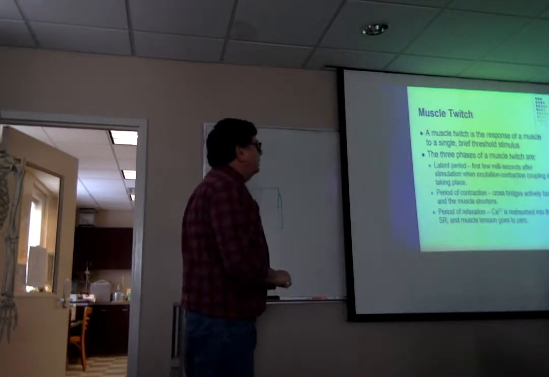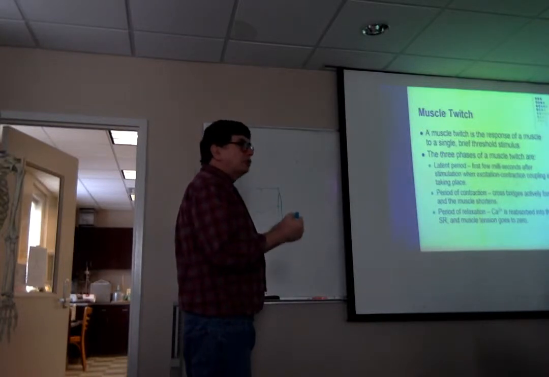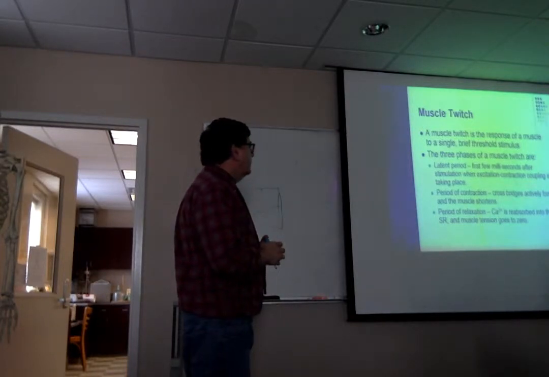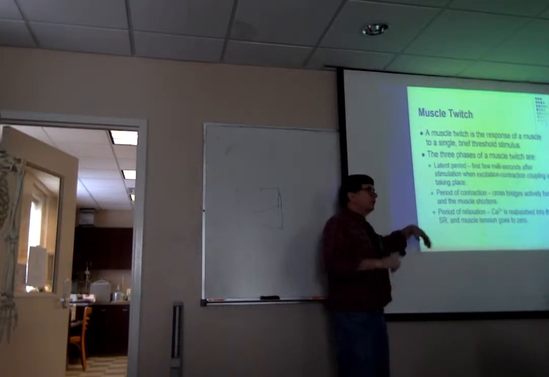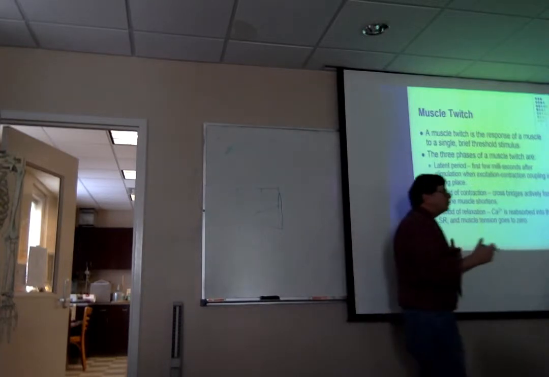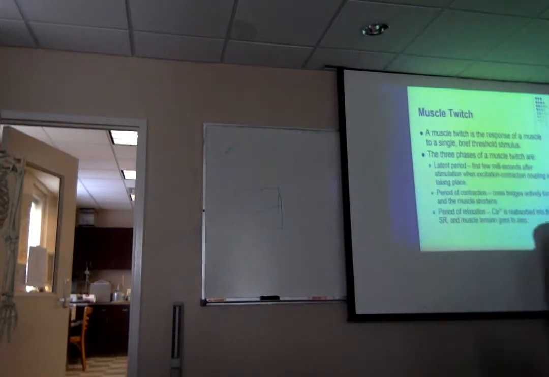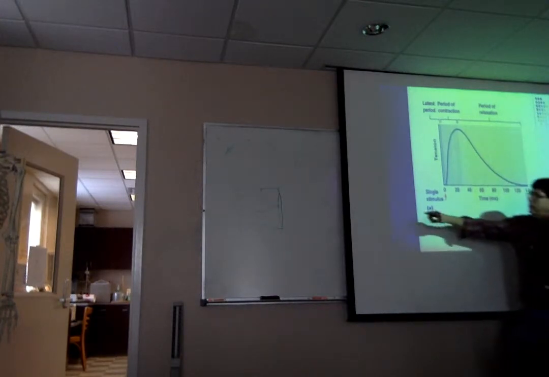Okay? Then there's the period of contraction. That's when the muscle actively begins to contract and shorten. And then it's followed by a period of relaxation. This is the period in which calcium is moving back into the sarcoplasmic reticulum, and the muscle tension falls back to baseline. And in fact, you can record the shortening.